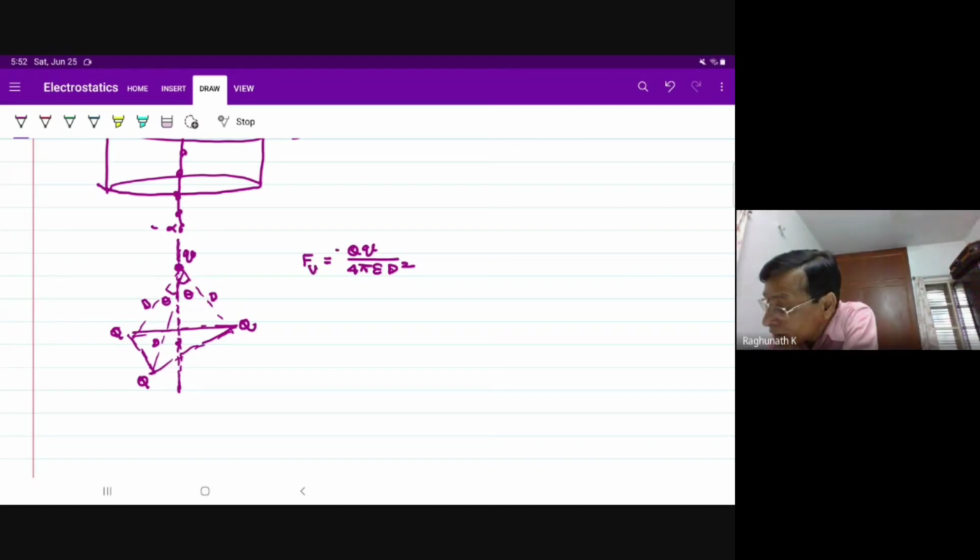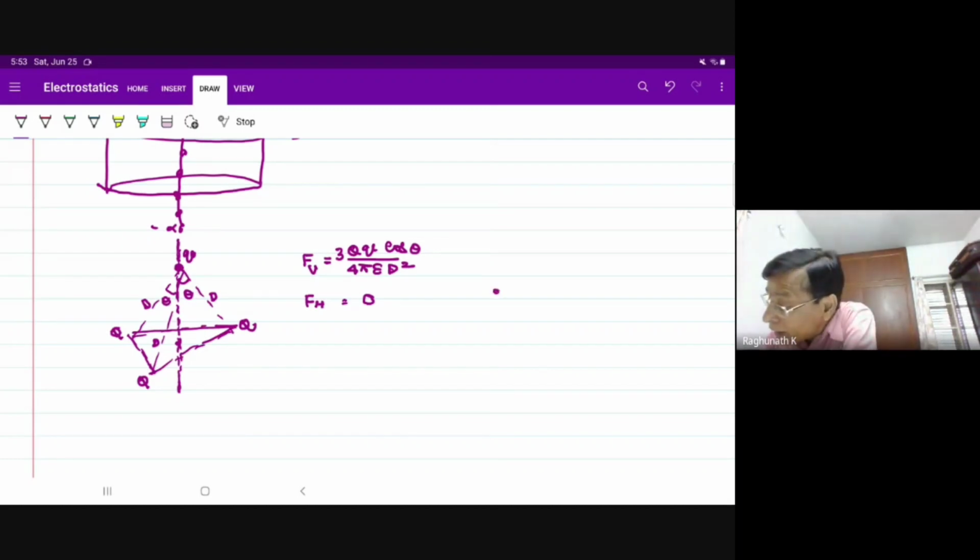F vertical is 3 times sine theta. You agree this? Because all the forces are inclined at the same angle theta from the vertical. Oh, 3 cos theta, sorry. From the vertical, it is 3 cos theta, because cos theta is the component. What is the horizontal component of the resultant of these forces? F horizontal is equal to 0. Why 0?